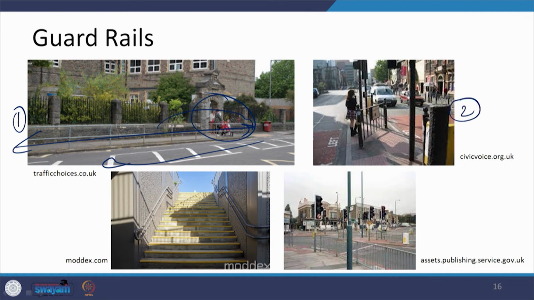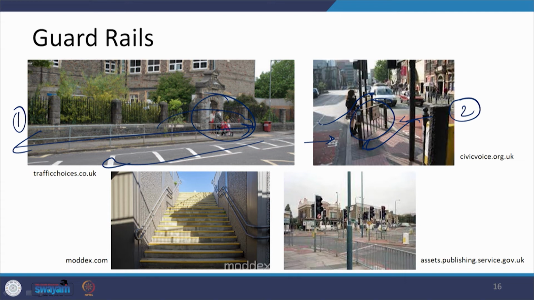If I talk about this photograph 2, what you can see is this is a pedestrian crossing here, and at this pedestrian crossing by way of provision of this guardrail, the movements of the pedestrians have been systemized.